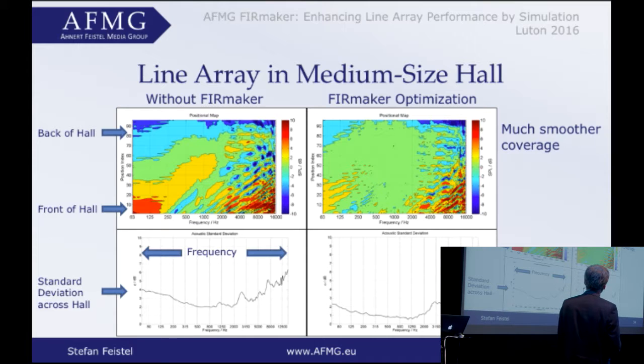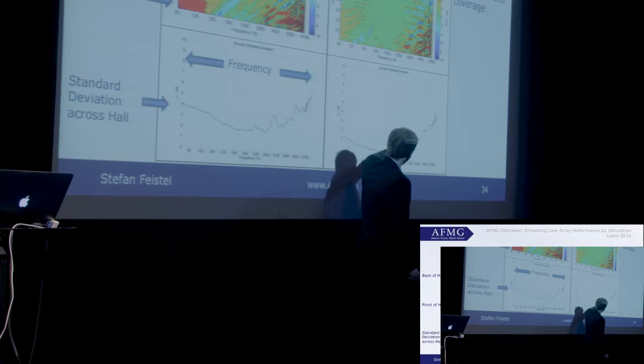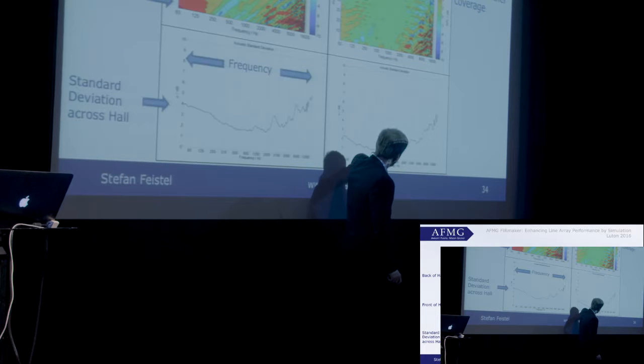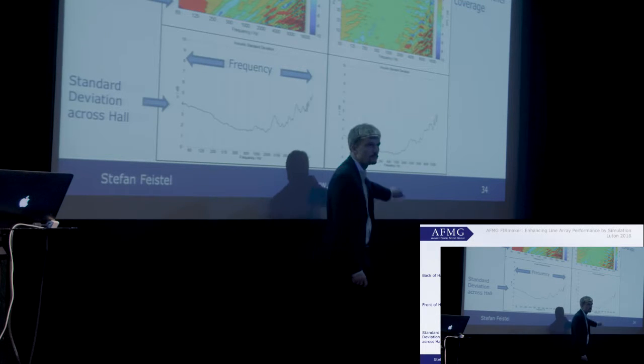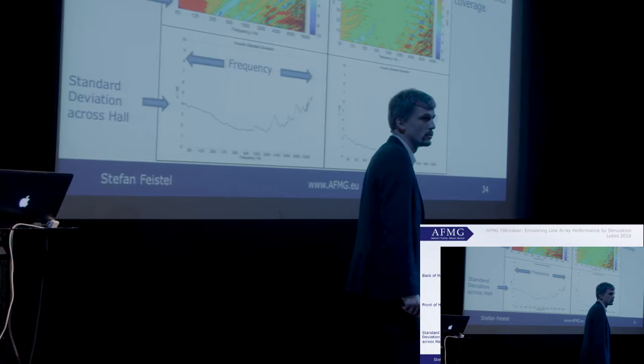Back of the hall, front of the hall, very close to the array, at 8K and upwards we still have something going on, but the rest is very well controlled. And you can see it here in the standard deviation across frequency. This is the 1 dB line, and we've measured a standard deviation that's below 1 dB from 500 to about 2K. When you walk the hall in the mid-range, you could not hear a difference where you are.